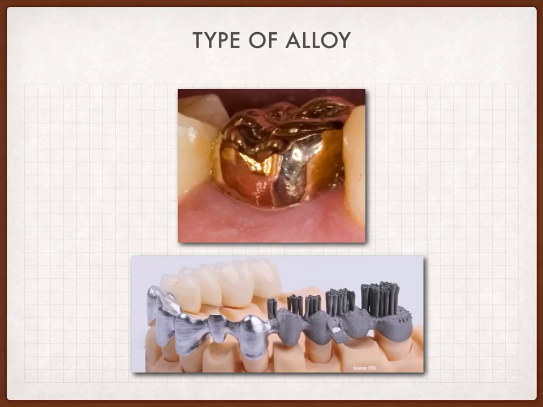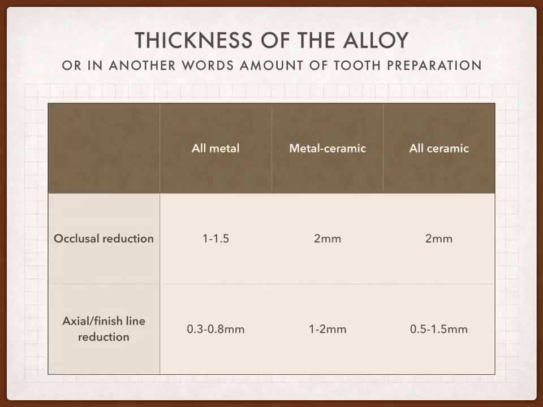And the type of alloy, the gold alloys that are used in the fixed prosthodontics are type 3 and 4 ADA gold alloys, and we may also use the nickel chromium alloys that are stronger than the gold, of course, and so they are used, as you can see in this picture, for the long span fixed dental prostheses. Okay, the last thing is the thickness of the alloy.